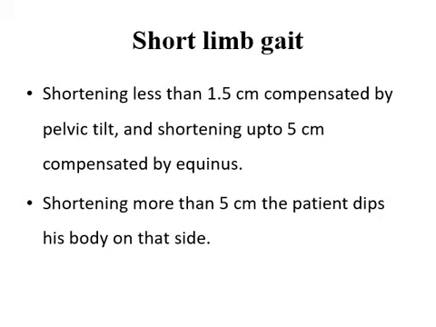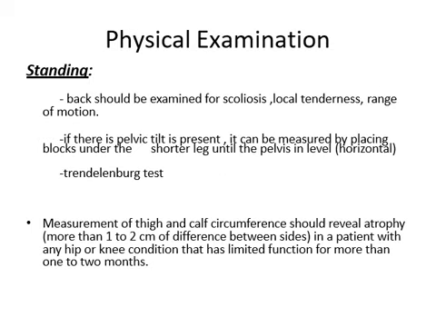One of the things that causes an abnormal limp is the short limb gait. The shortening can cause a dipping of the pelvis, as we have seen in the previous slides under the Trendelenburg gait. So by physical exam, we want to know what is the reason for the limping child, what causes it. Physical exam starts by examining the child in standing.